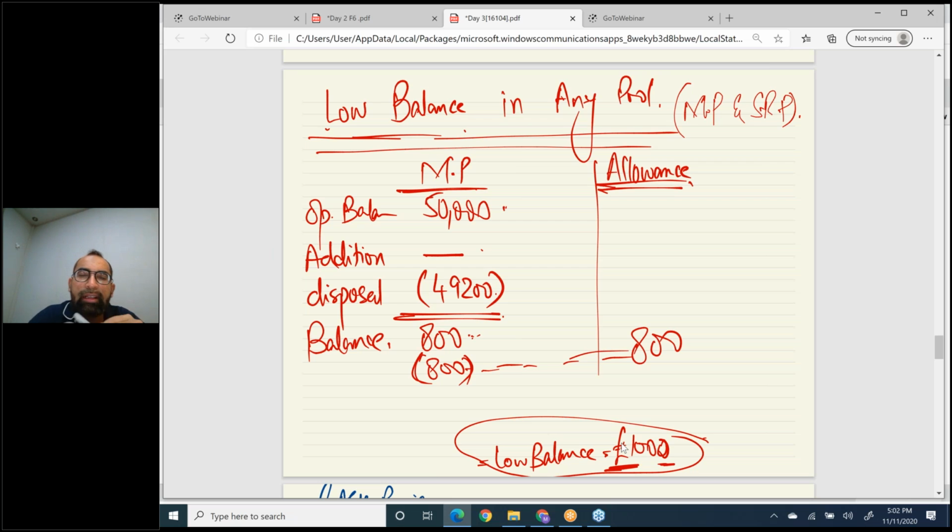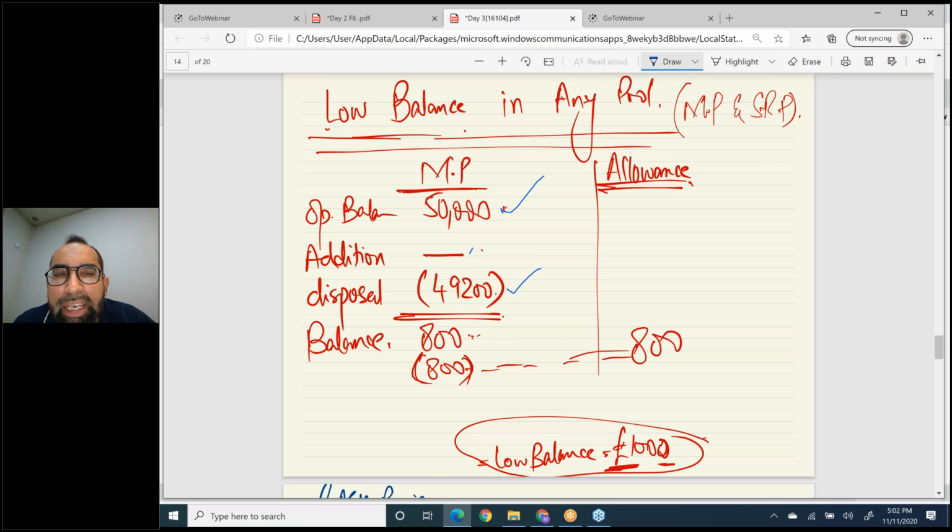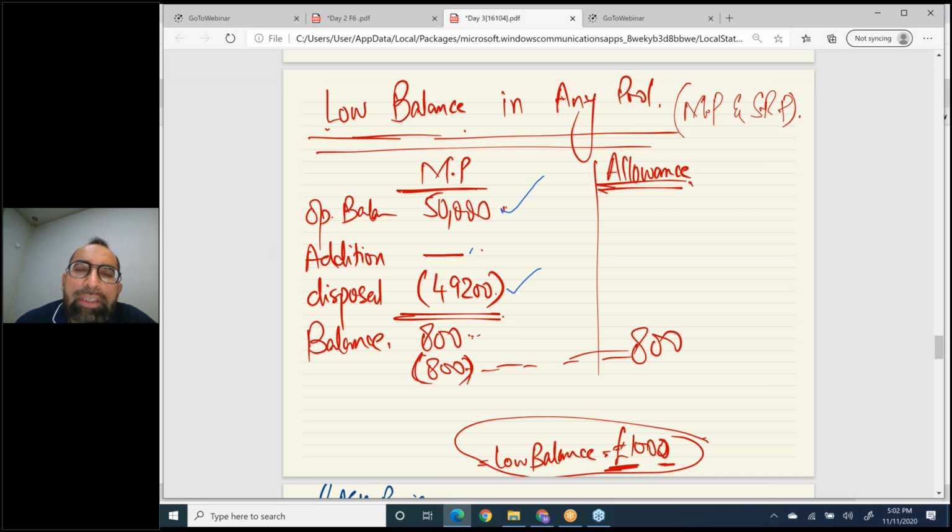For example, see, you have opening balance of main pool of 50,000, no additions this year, and the disposal amount is 49,200. So the balance in the end is 800. Now look at me.